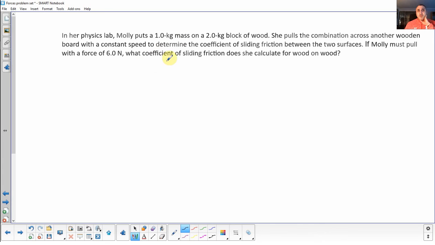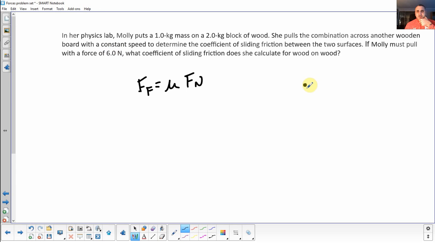In her physics lab, Molly puts a 1 kilogram mass on a 2 kilogram block of wood. It's almost like you did this in lab. She pulls the combination across another wooden board with a constant speed to determine the coefficient of sliding friction between the two surfaces. If she pulls with a force of 6 newtons, what coefficient of friction is there? So we're calculating mu. Again, Ff equals mu times the normal force. We know she's pulling it with 6 newtons.